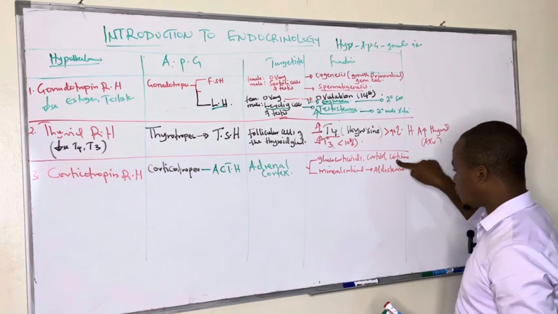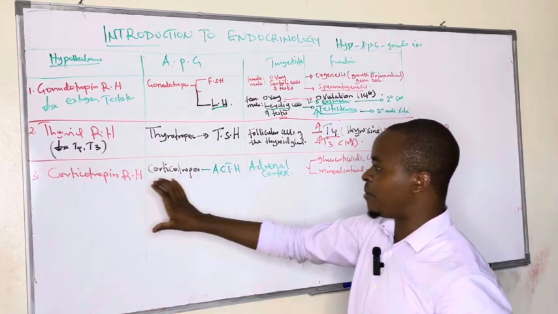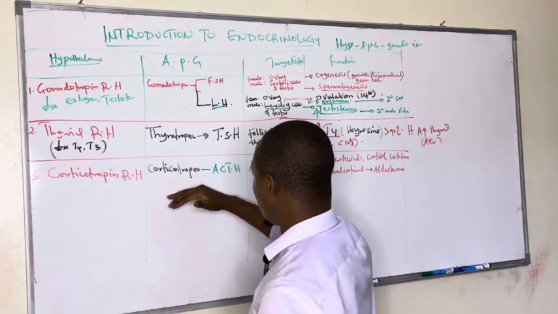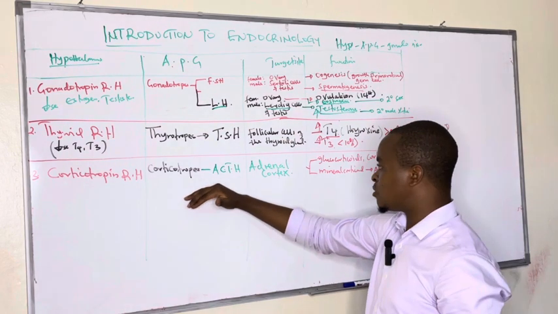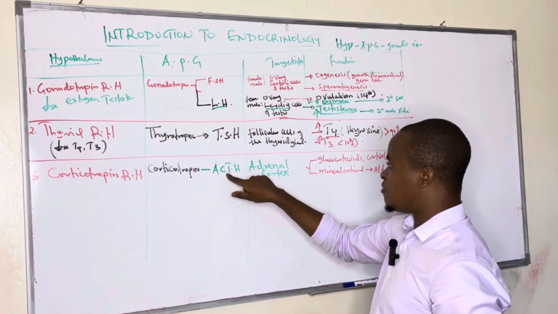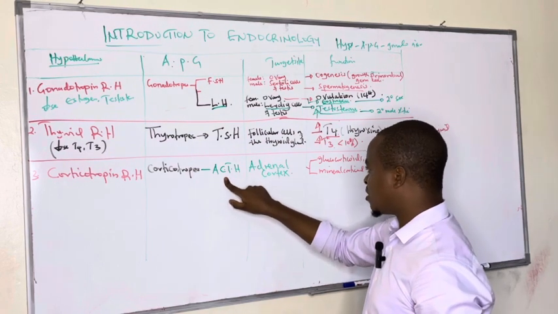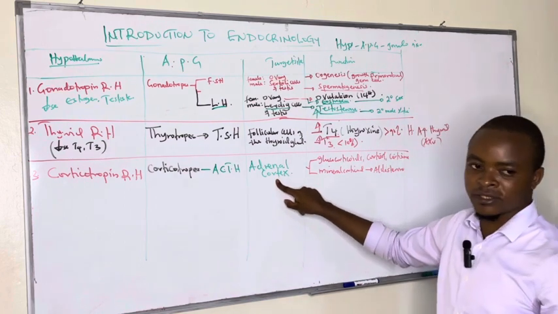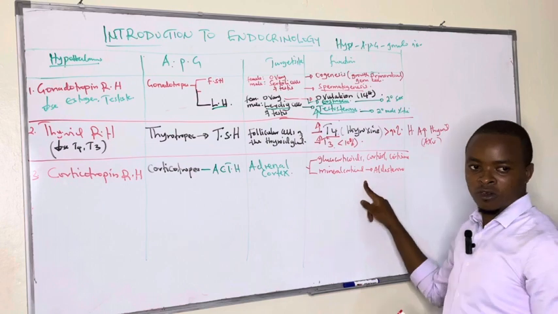So what stimulates the hypothalamus to release corticotropin releasing hormone is low levels of aldosterone and low levels of cortisol. When they are low in blood saturation, they trigger the hypothalamus to release it. And this corticotropin releasing hormone goes to the corticotropes within the anterior pituitary gland and causes them to synthesize and secrete adrenocorticotropic hormone. And this adrenocorticotropic hormone stimulates the adrenal cortex to synthesize and secrete glucocorticoids and mineralocorticoids.